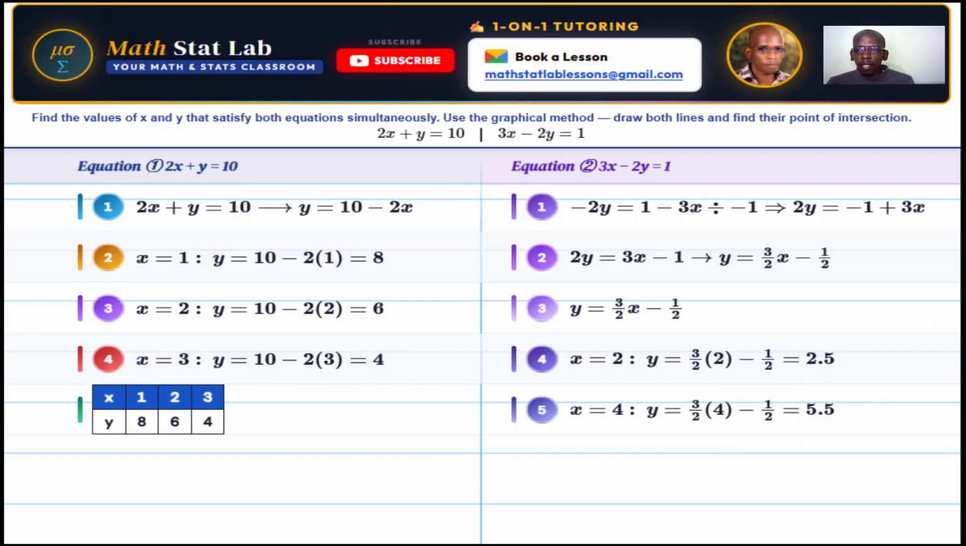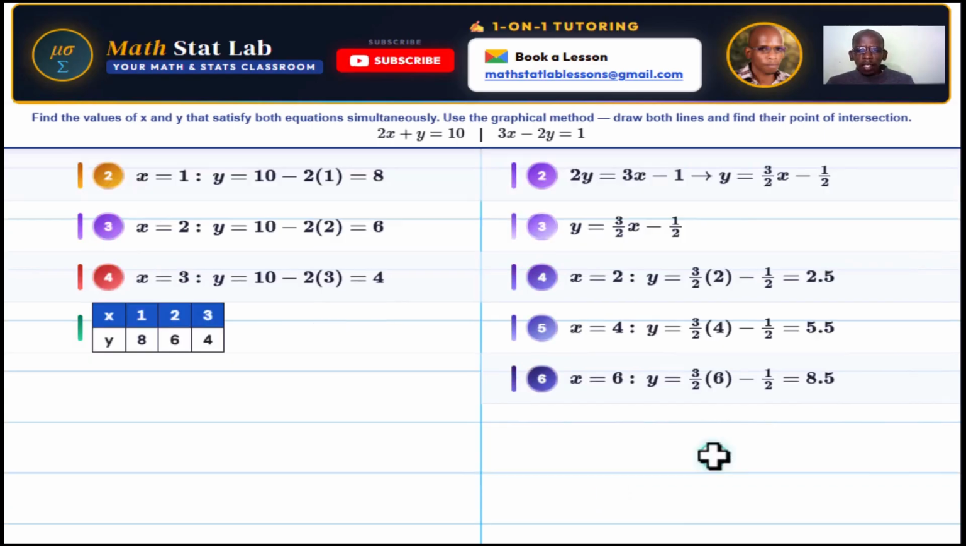How about when x is 6? When x is 6, y will be equal to 3 over 2 into 6. So, divide 6 by 2, it will be 3. Then 3 multiplied by 3 is 9. Then 9 minus half is 8.5. And now we have 3 points for x and y in this case.